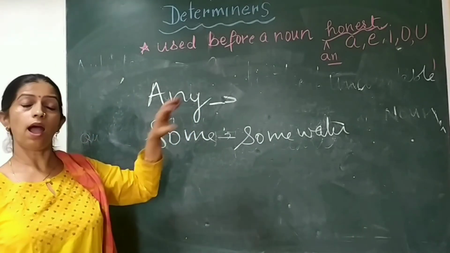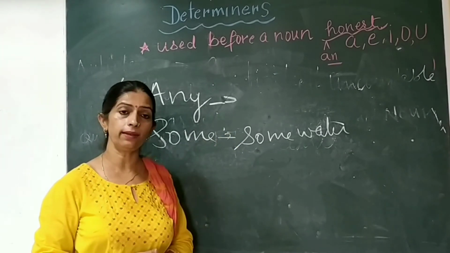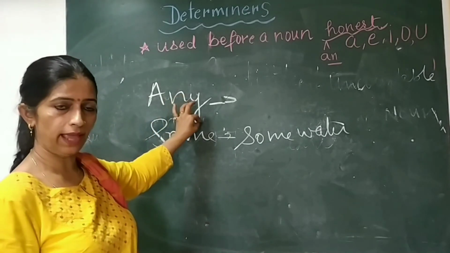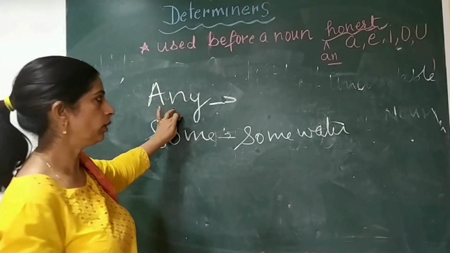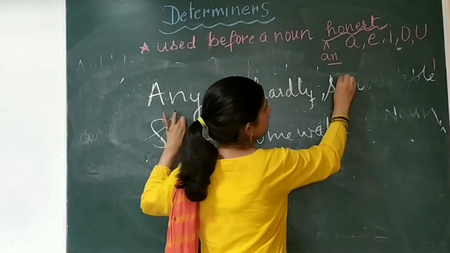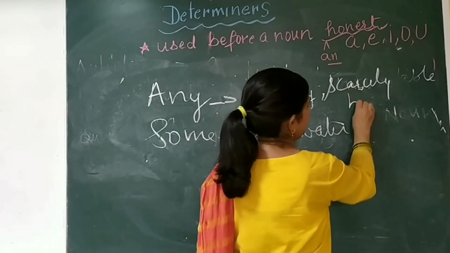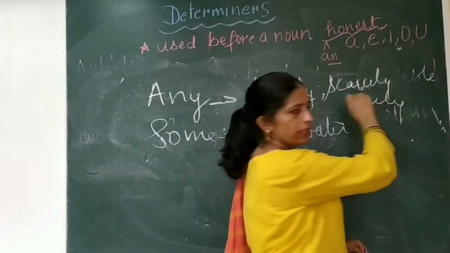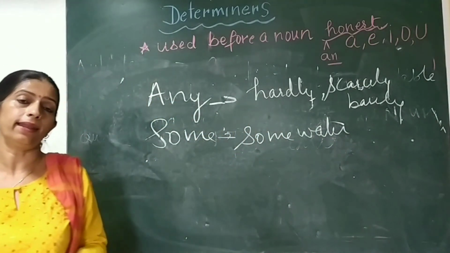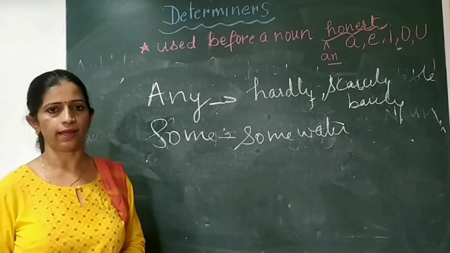But any is used negatively, where you want to talk negatively. For example, hardly any student attended the class today. So whenever we are using any in a negative sense, you can use words like hardly, scarcely, or barely. With such words to show the negative side of the thing: hardly any student attended the lecture today. So these words can be used like that.